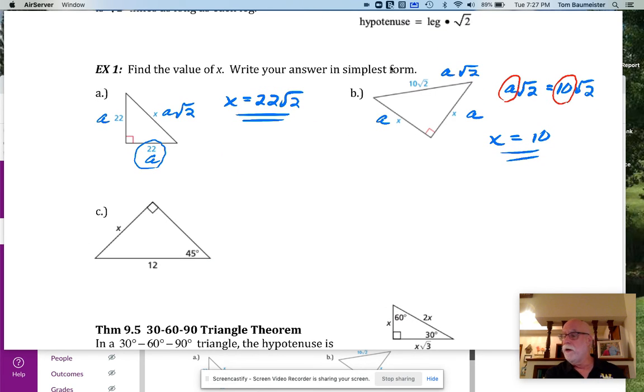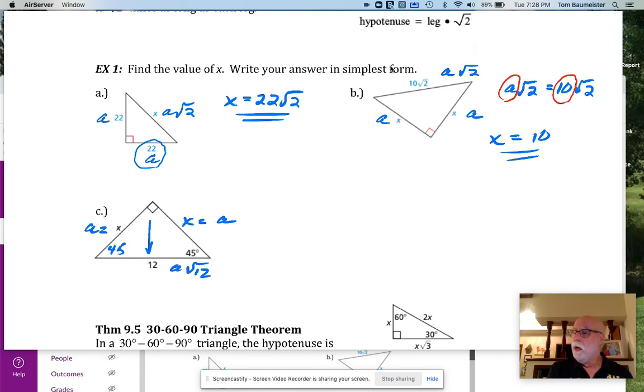And now our last one here for the 45, 45, 90, and then we'll talk about the 30, 60, 90, is on this one here. Again, we're going to do the same thing. Here is my right angle, so we know that's my hypotenuse. Since that's a 45, we know that this one here is also 45. So again, we have a 45, 45, 90 triangle. So again, we're going to have a, a, and a times the square root of 2.